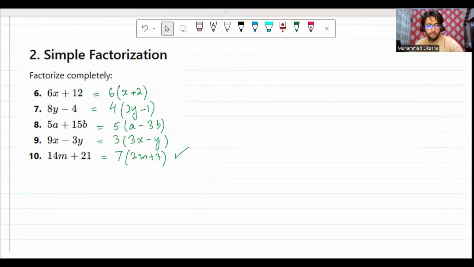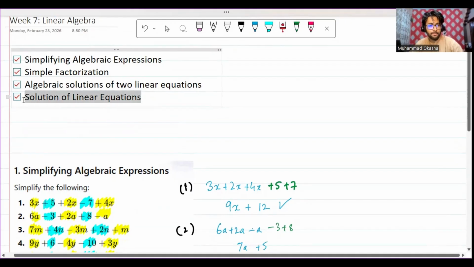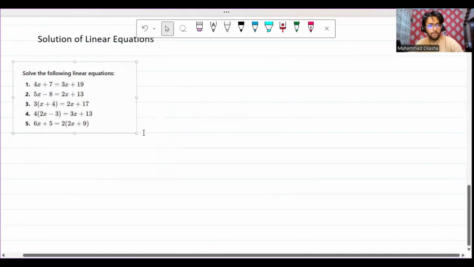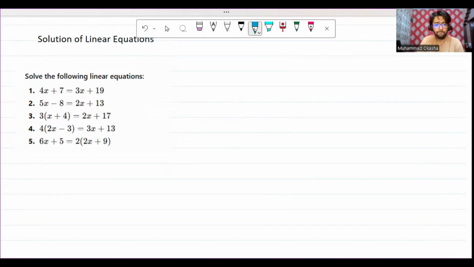Let's take a look at the third one. The third one says solving linear equations. Algebraic. We'll do this one first. Solution of linear equations. Solve these linear equations. So let's do the first one. 4x, write down the question first. 4x plus 7.